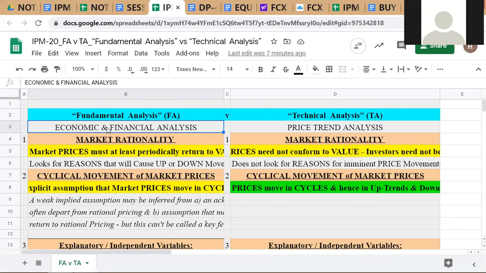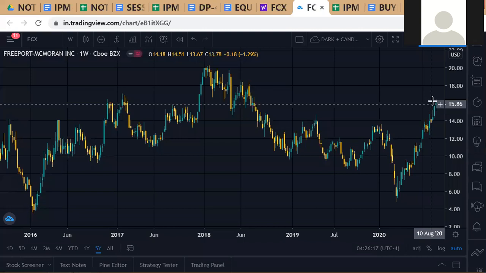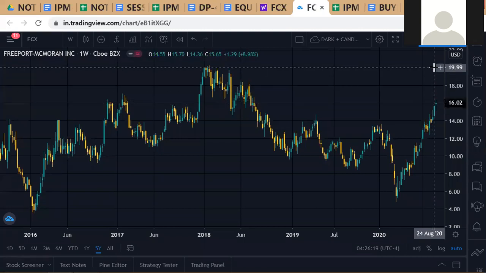So this is the explanation that I wanted to give you, that basically this is what we do in FA and this is what we do in TA. We are doing price trend analysis. So in FA, on the question of market rationality, FA believes that yes, markets are rational, which means markets must eventually, periodically return to fair value, that this must eventually go to my estimate of fair value.